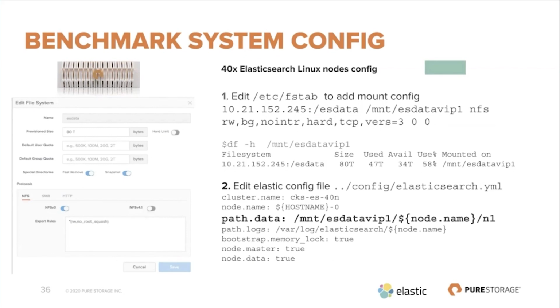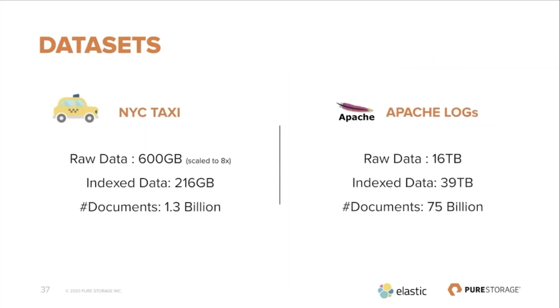The simple configuration is just a mount point, and then in the Elasticsearch YAML file, we just put the path.data to the mount directory. That's it. In the FlashBlade, you just allocate a specific data size for the whole cluster. The data sets we used were the New York Taxi dataset that was part of the Elastic benchmark tool Rally, and our own custom generated dataset on Apache logs: 16 terabytes of raw data for unstructured and 600 GB for the structured dataset.